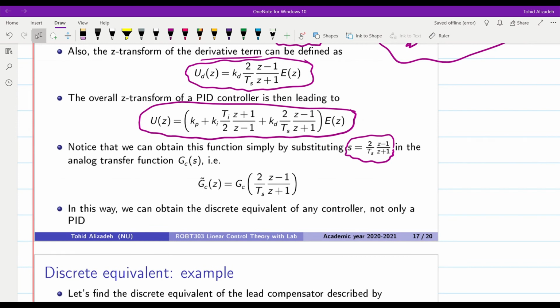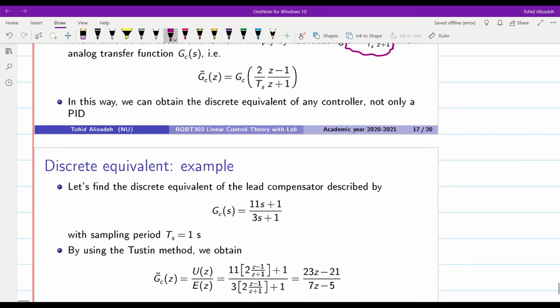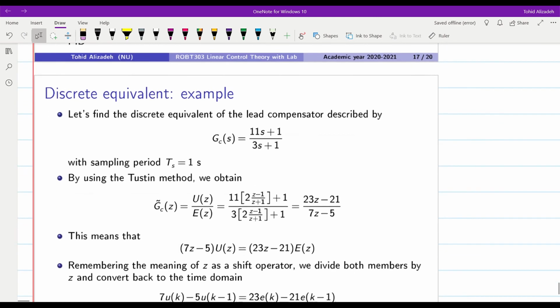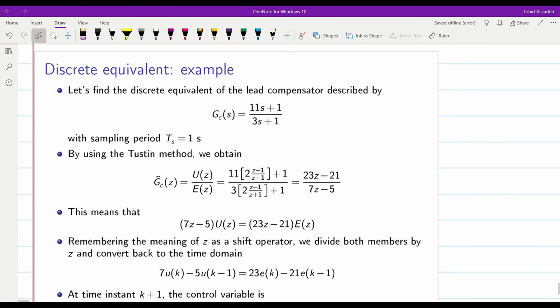You replace s with this value. If you have the transfer function for the controller in the continuous domain, in the Laplace domain, you can calculate the transfer function in the discrete domain by replacing s with the value which is shown here. And this could be applied to any kind of controller. You can do it for the lead-lag controller, for the lag, and so on and so forth.